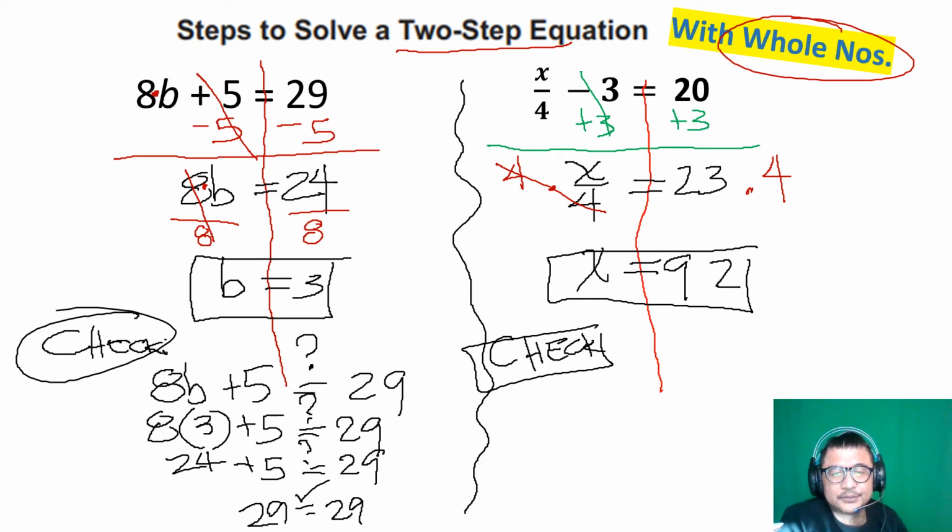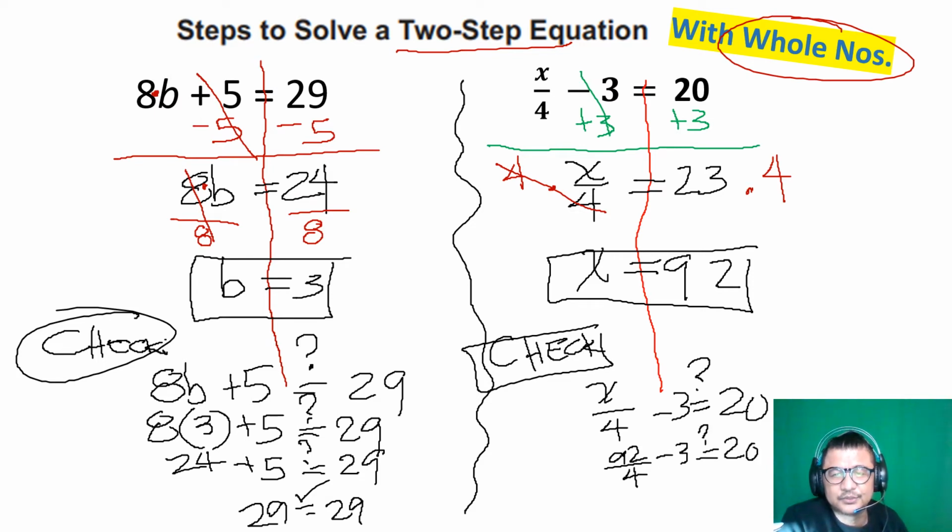What do I write? The original equation, x over 4 minus 3 equals 20, question mark. 92 divided by 4 minus 3, is it equal to 20? 92 divided by 4 is 23. Minus 3, question mark, is it equal to 20? The left side is 20, the right side is 20. It is a balance, meaning you maintained it. So, guaranteed, our answers are correct because we did the checking. So that's two-step with whole numbers.